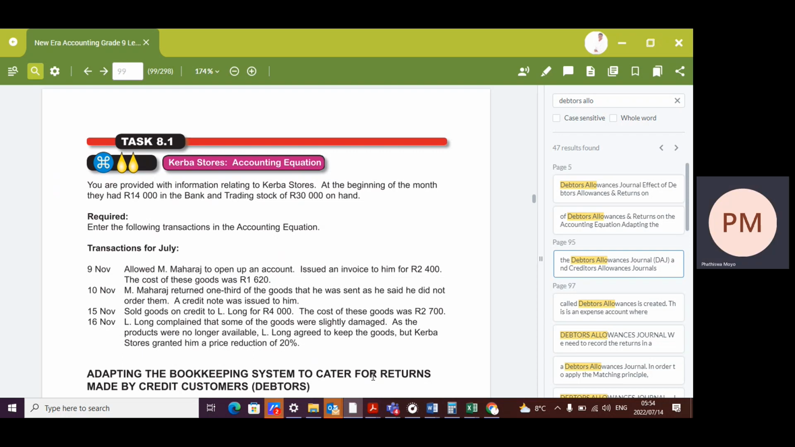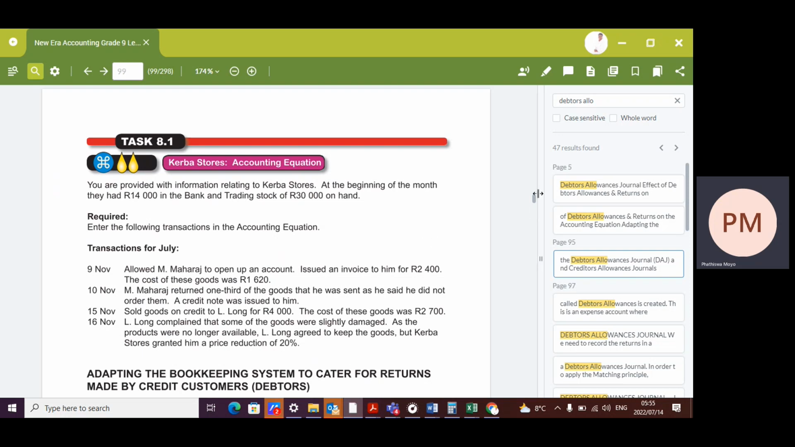Okay, so this will not be recorded in the debtors allowances journal because it's a discount. If the goods were returned, we were going to record them in the debtors allowances journal. But in this case, they are not returned and there's no credit note issued. They just gave a discount. So this discount will be recorded in the general journal.